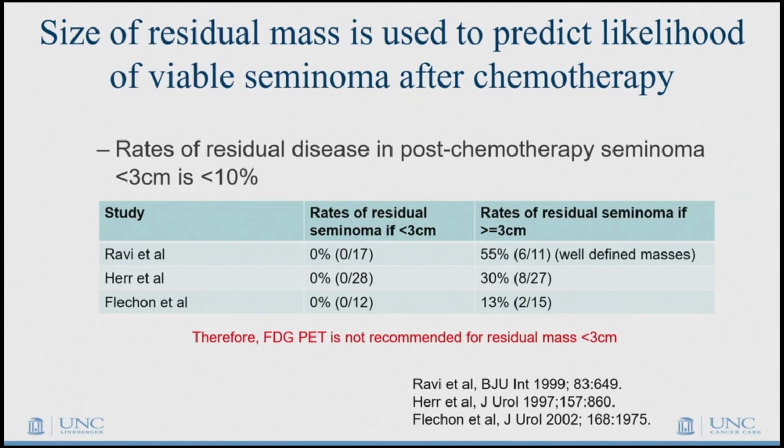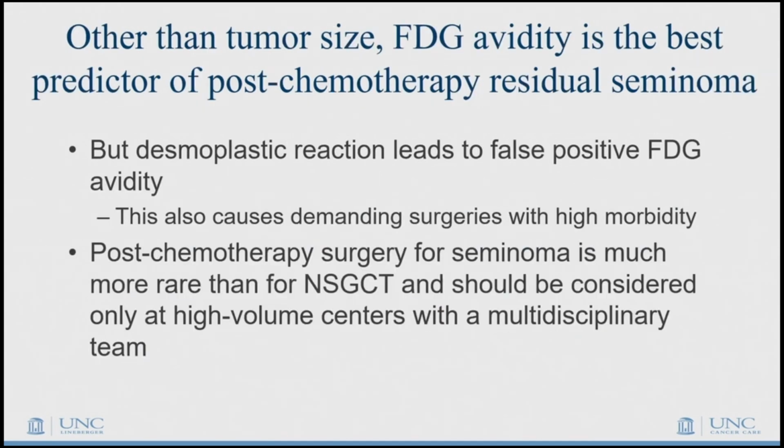And the controversy and the discussion really comes in whether we should get PETs in patients with residual disease greater than 3 centimeters. And you can see if you have measured greater than 3 centimeters, the risk of relapse or viable seminoma goes up a lot. So between 13 and 50% in these studies, which is true in modern times as well. So bottom line here, if you have a residual mass less than 3 centimeters, there's no role for PET. After that, currently FDG avidity is what we use to guess at viable seminoma after chemotherapy.